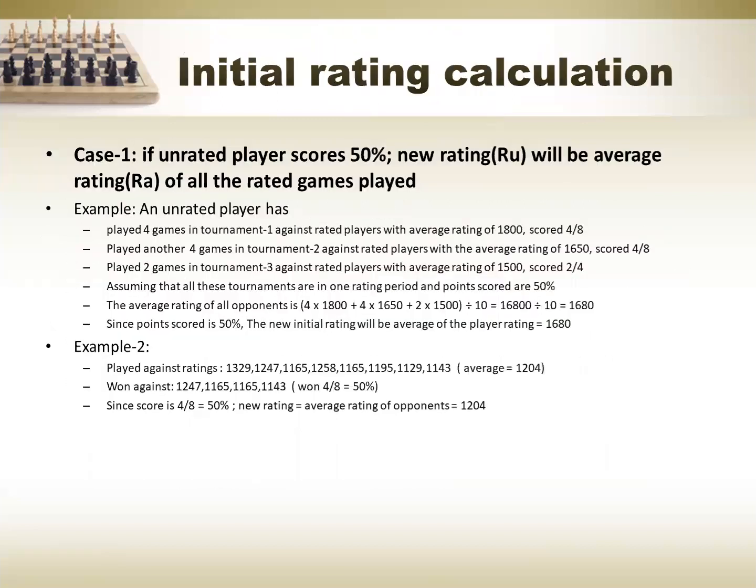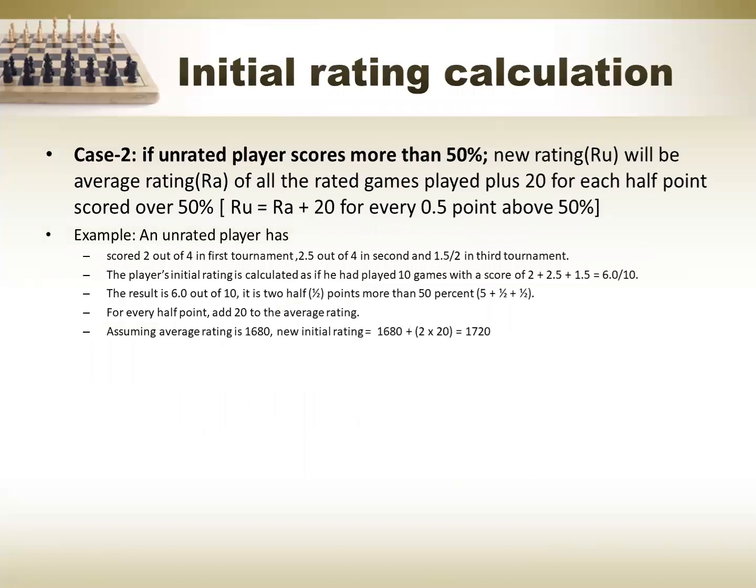The rating calculation is basically done using 3 different rules. It depends on the points that you accumulated across that particular tournament and the average rating of the opponents that you have faced across all the games. If an unrated player has scored 50%, then the initial rating will be equal to the average rating of all the rated opponents. But if the player has scored more than 50%, 0.20 rating points will be awarded for every half point above the 50%. So they get additional points.